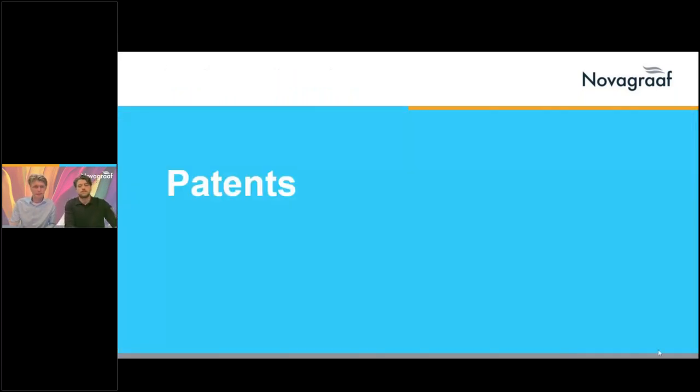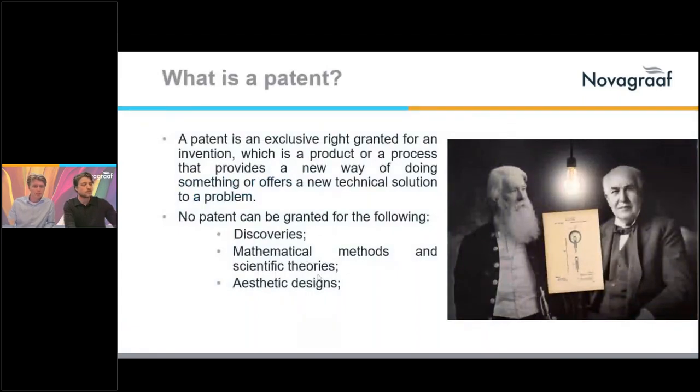Yes, the next IP we'll talk about is the patent. A patent is an exclusive right granted for an invention, which is a product or a process that provides a new way of doing something or offers a new technical solution to a problem. There are certain findings that cannot be patented, so no right is granted.